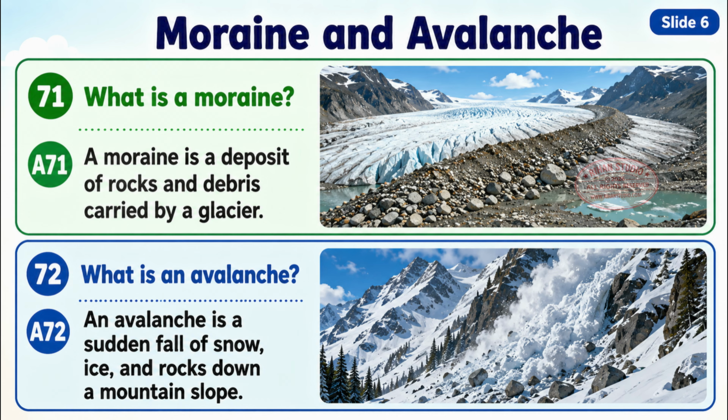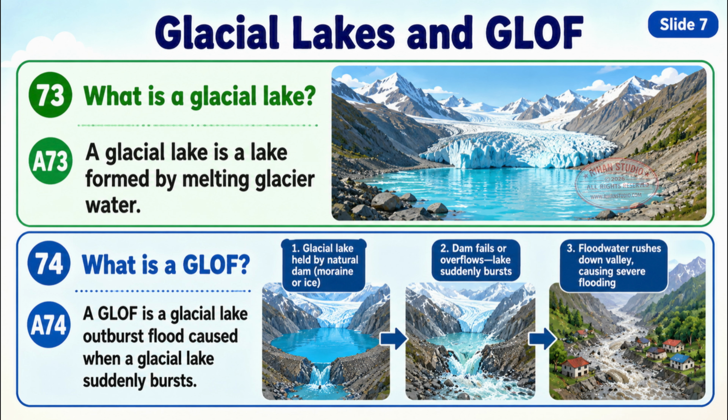Question 72. What is an avalanche? Answer 72. An avalanche is a sudden fall of snow, ice, and rocks down a mountain slope. Question 73. What is a glacial lake? Answer 73. A glacial lake is a lake formed by melting glacier water.